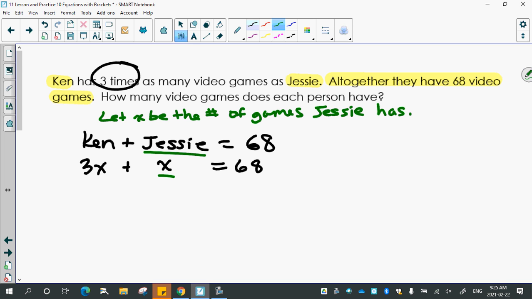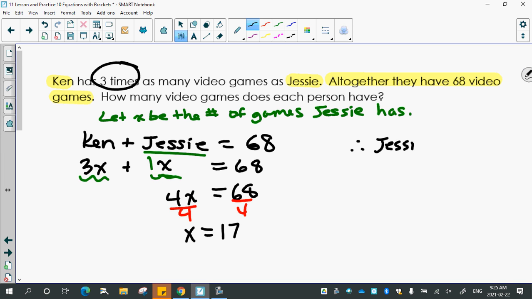So if you look at this equation, I've got like terms, 3x plus another 1x on the same side of the equals. So really on this same side, on the left side of the equals, I have 4 x's. Does that make sense to everybody? So I would divide by 4, and that's going to give me 17. Everybody good? What was x again? X was the number Jesse has, so therefore Jesse has 17 games.